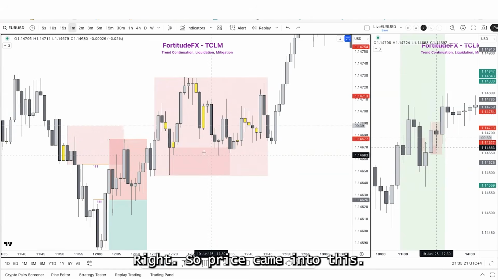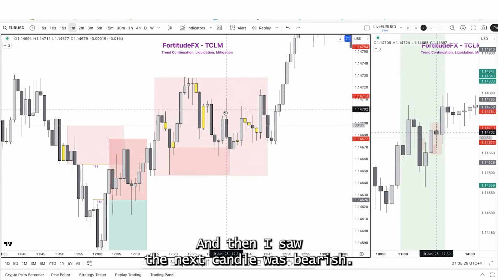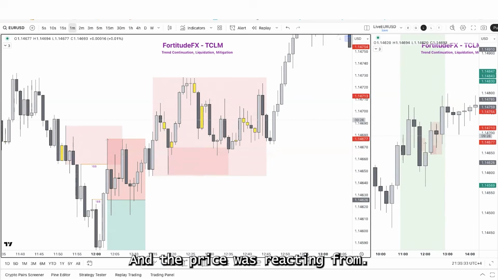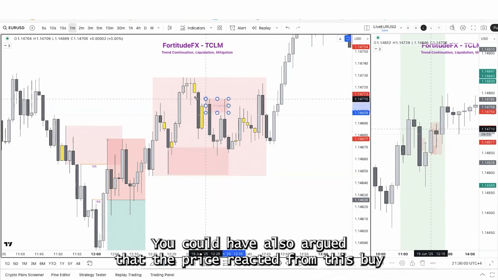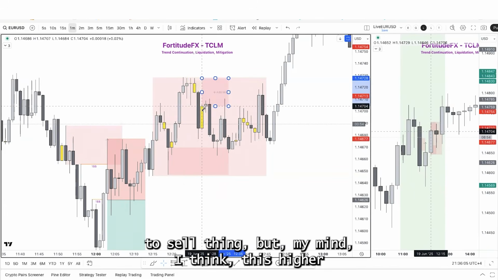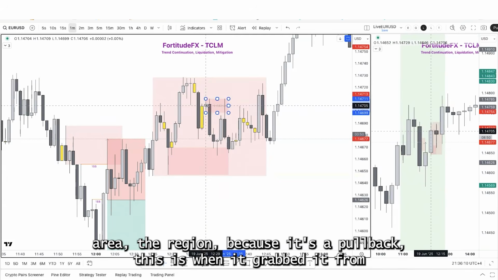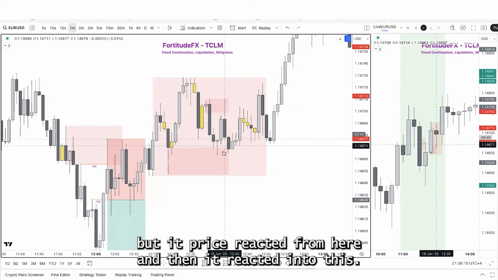So price came into this, fantastic. This is the zone that I already marked, and it pushed pretty strongly upwards, fine. And then I saw the next candle close bearish. Then I'm looking at where did the price react from on the left? We had the zone that came in here, and this is where the price reacted from. You could have also argued that the price reacted from this buy to sell area, but in my mind, I think this higher area, the origin, because it's a pullback, this is where it reacted from. Fine, the price reacted from here, and then it reacted into this.